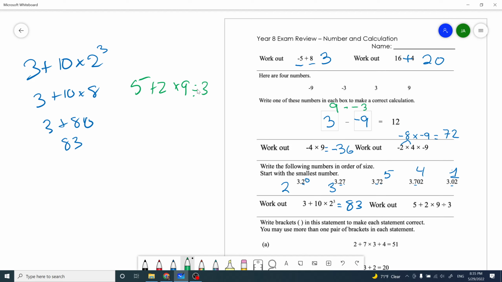So BIDMAS. We have multiplication and division. Remember, we can do whichever of these we want first. We don't have to do division first. We don't have to do multiplication first. We can go left to right. We can do whatever is easiest. I'm going to say that here actually 9 divided by 3 is going to be easier. This is just going to give us 3. So we have 5 plus 2 times 3. And we have multiplication and addition. We do have to do multiplication first. So 2 times 3 is going to give us 6, and 5 plus 6 is going to give us 11. So our answer here is 11. Okay, let's go ahead and scroll down.